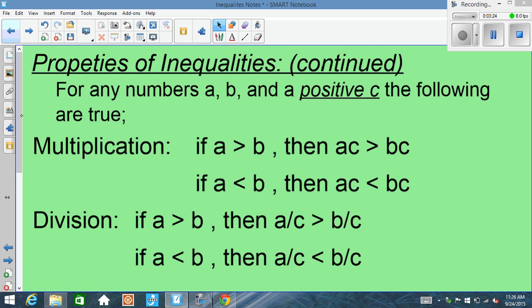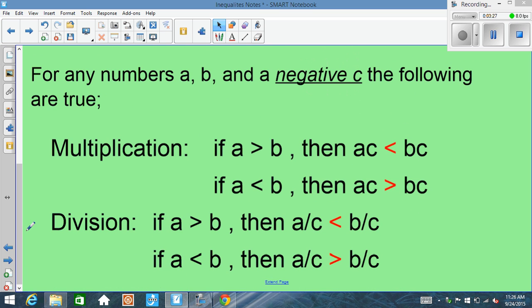Let's go back. For any numbers a, b, and a negative c, the following are true. If a is greater than b, then a times a negative c is going to be less than b times a negative c. If a is less than b, then a times a negative c will be greater than b times the negative c. For division, if a is greater than b, then a divided by a negative c is going to be less than b divided by that same negative c. If a is less than b, then a divided by c will be greater than b divided by c.